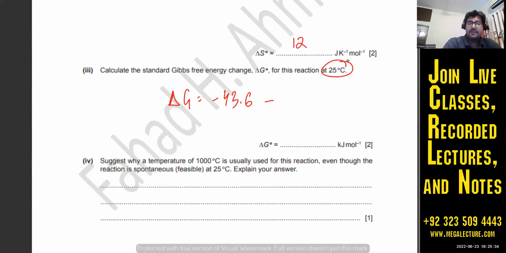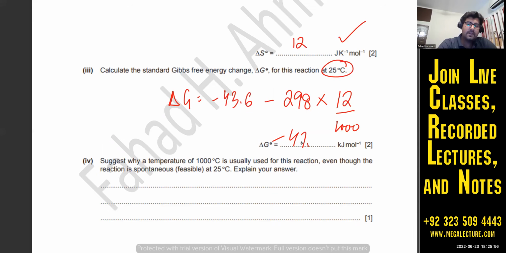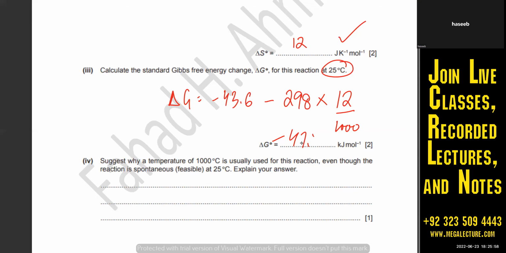Delta H minus T delta S. This should be in Kelvin, so that's, I guess, 298 Kelvins. Minus T times delta S. That's 12, but that's in joules, so you're going to divide that by 1000 and you'll get delta G. What do we get for that? Minus 47.176.